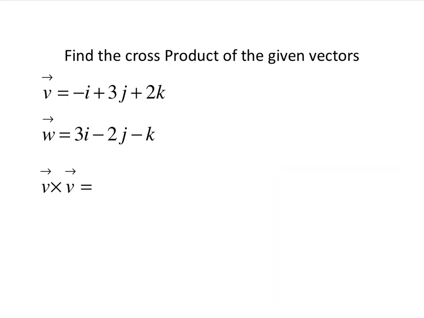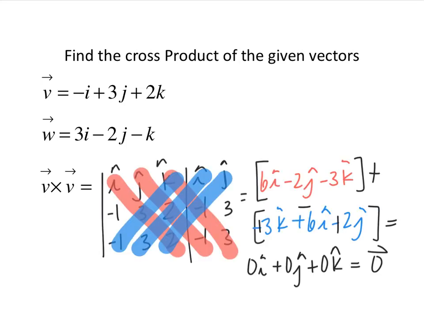Now try this one. Try v cross itself, v cross v. If you end up with v cross v, the v coefficients go in both the second and third rows. So you end up with the same thing in both directions. Everything ends up canceling out, and so you just end up with the 0 vector.